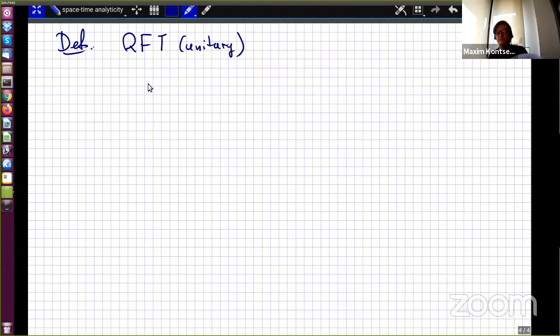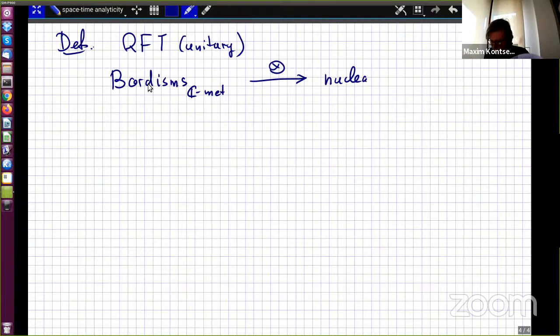Okay, now I go to the definition. What is unitary QFT? It will be almost like the definition of a topological theory, but I consider a category of bordisms which will be symmetrized. I'll say in a moment what it is. So it's a tensor functor to the category of nuclear Fréchet spaces and nuclear morphisms. Actually, both categories will be non-unital.